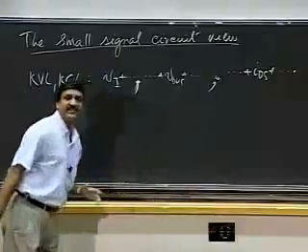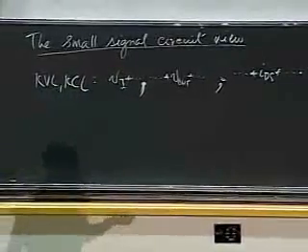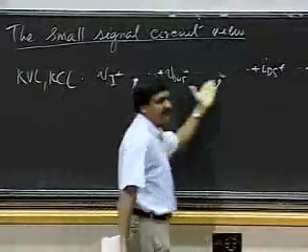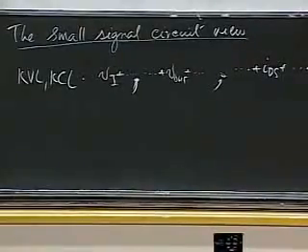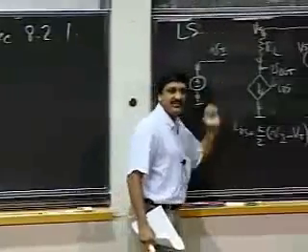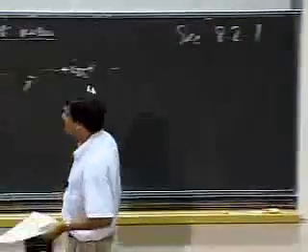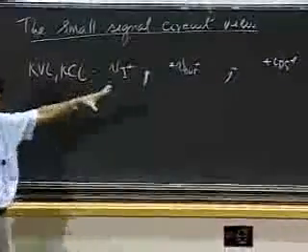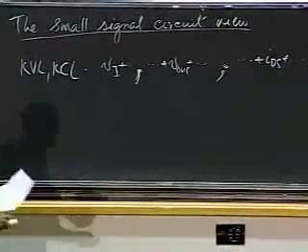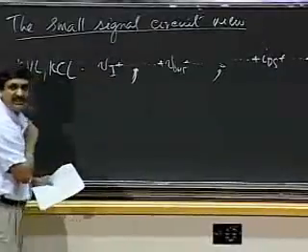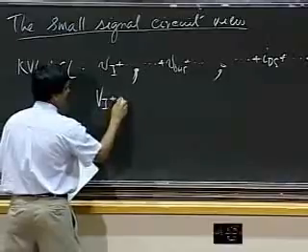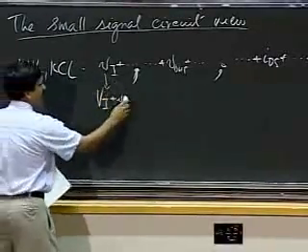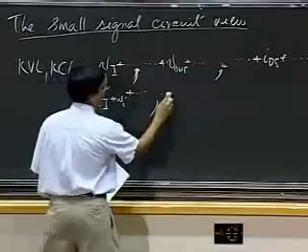Now, KVL and KCL are simply a different representation of the circuit, because within those KVL and KCL equations is encoded the topology of the circuit. Remember, each KVL equation represents a loop, and each KCL equation represents how nodes are connected together. So the equations encode within them the topology of my circuit. Okay, so what I do next is replace each of these with the bias plus the small signal, and keep the equations the same.